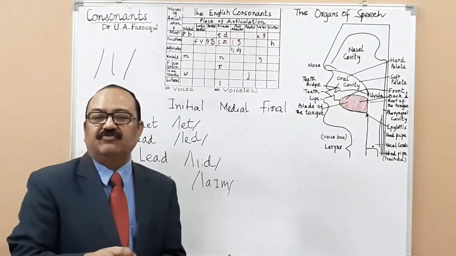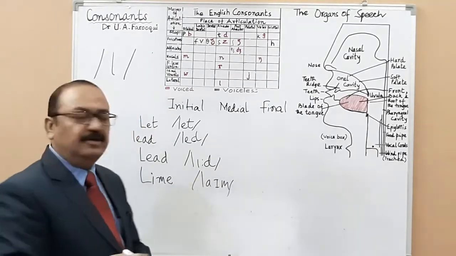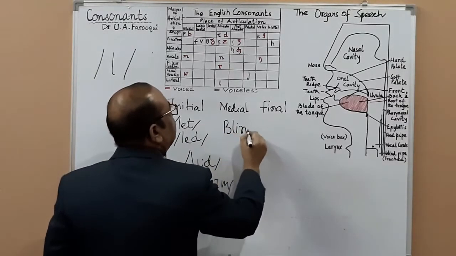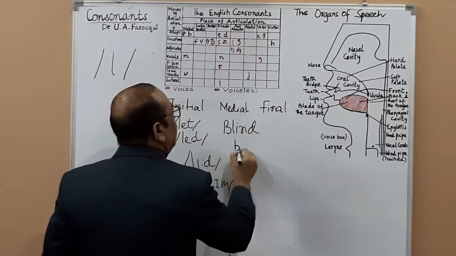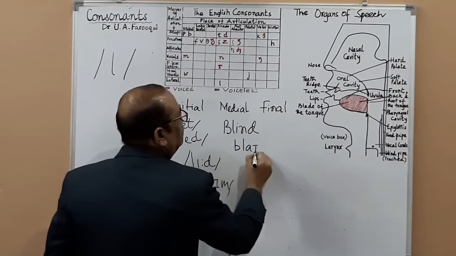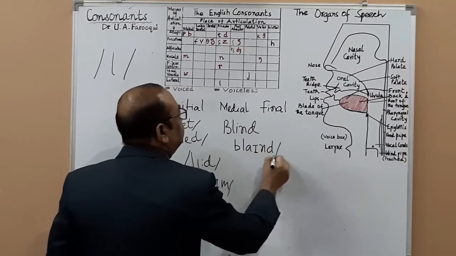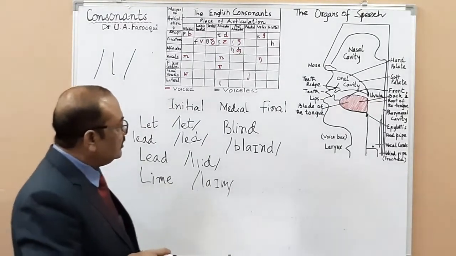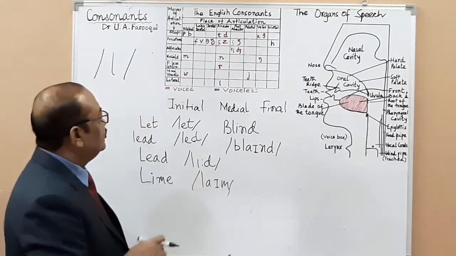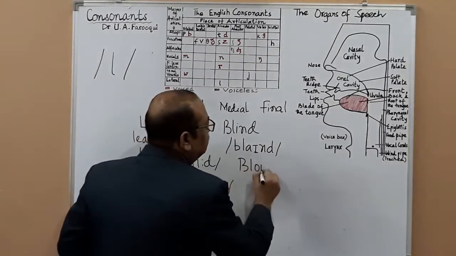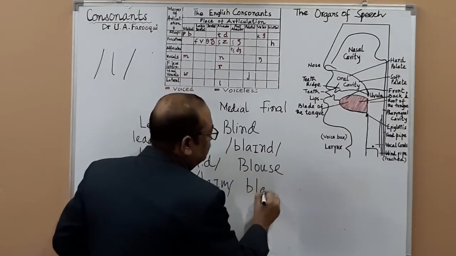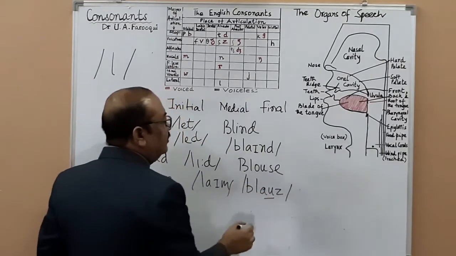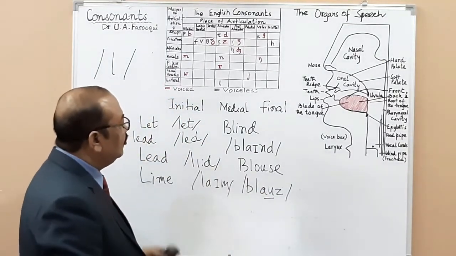Now you can have the middle occurrence of the la sound, for example, in words like blind. How do you write blind? You have a diphthong here. Blind. Say blouse. Blouse. You have a diphthong here again. This is a different diphthong. Okay, the ow and the I, they both are diphthongs.